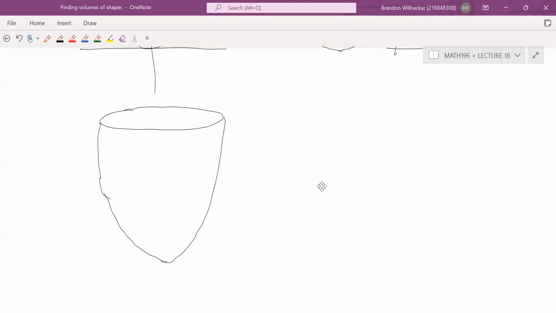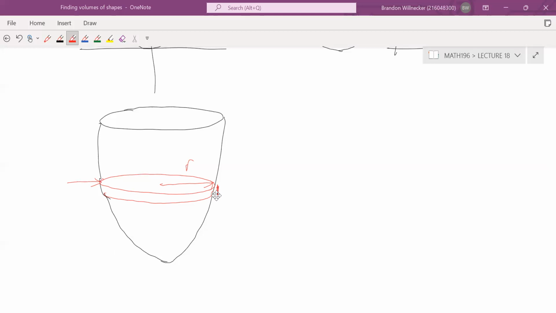So at some point, let's just say this point here, we're going to make a slice. Okay, so we've got a horizontal slice out of the shape. This slice over here has a radius r, and it's got a thickness. Now remember that this is going upwards in the y direction. So I want this thickness to be a very small section in the y direction.